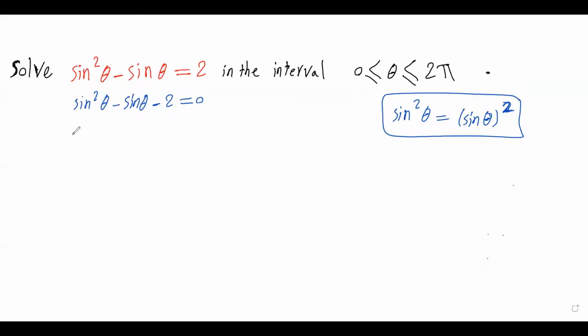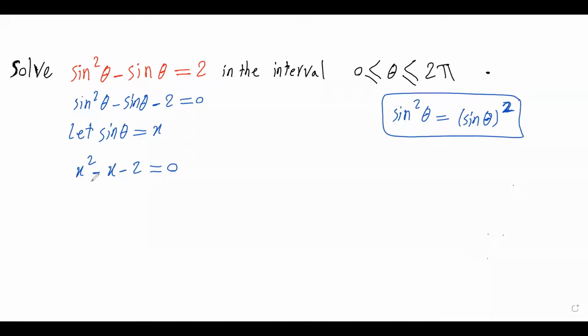So I want to use let statement. I can say let sine theta equals, you can choose a variable, whatever you want. I want to choose x. So let sine theta equals x. That means we have to plug in x instead of sine theta. So I have x squared minus x minus 2 equals 0.